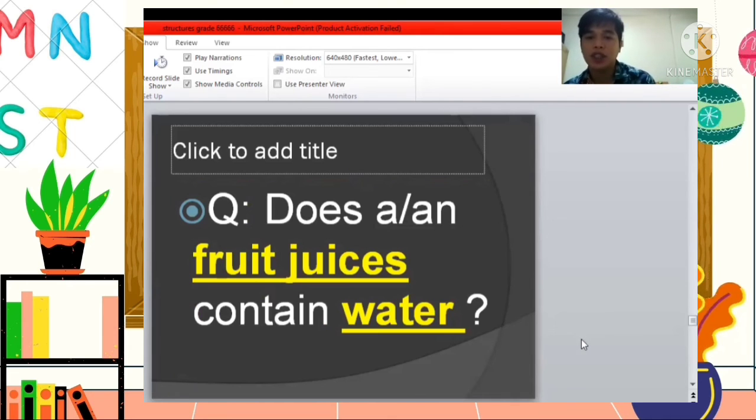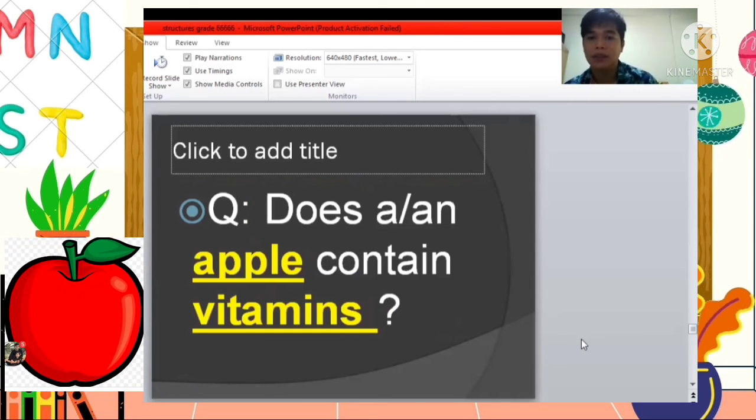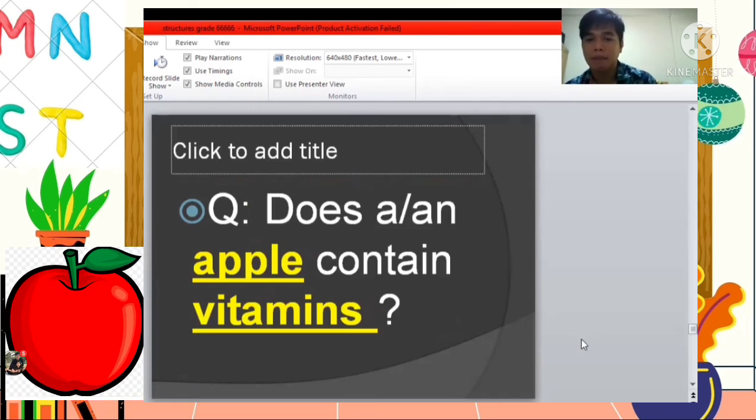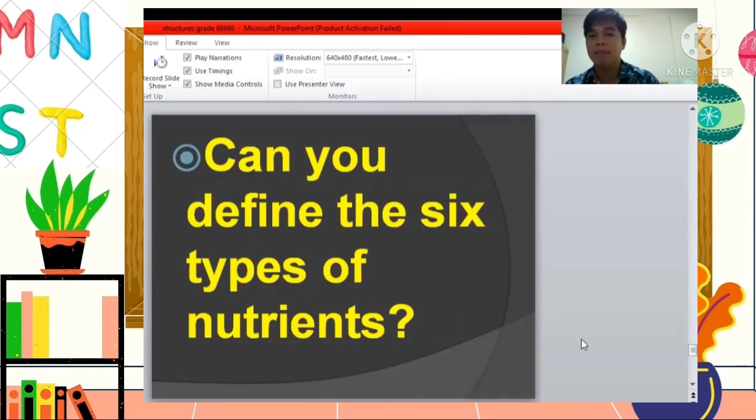Next. Does a fruit juice contain water? 3, 2, 1, starts now. Very good. Another example. Does an apple contain vitamins? 1, 2, 3, go. Very good. Now, can you define the 6 types of nutrients? 3, 2, 1, starts now, go.